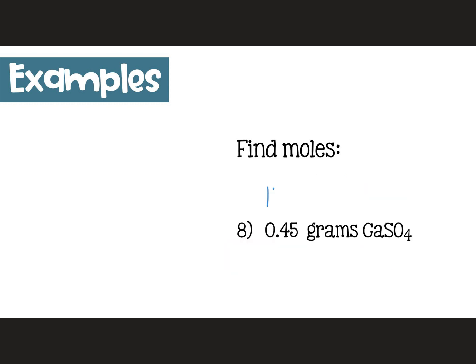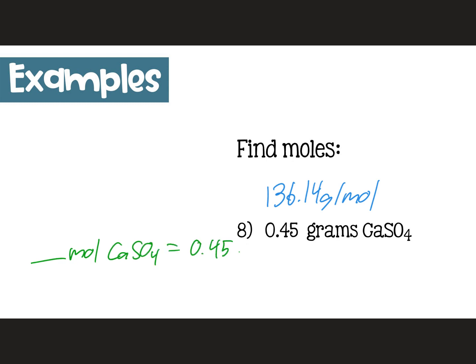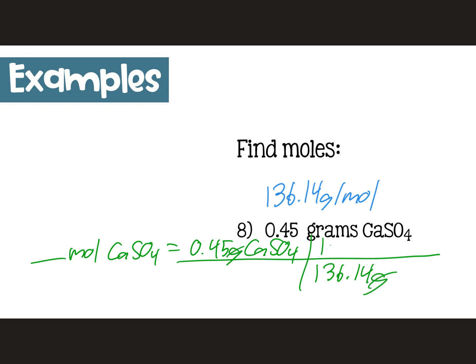In problem 3, we found that the molar mass of calcium sulfate is 136.14 grams per mole. We can use this information to set up our problem. How many moles of calcium sulfate is equal to 0.45 grams of calcium sulfate? Since we have grams on top, we're going to put our grams on bottom, 136.14. And our 1 mole will go on top. We then divide 0.45 by 136.14 to get 0.0033 moles of calcium sulfate.